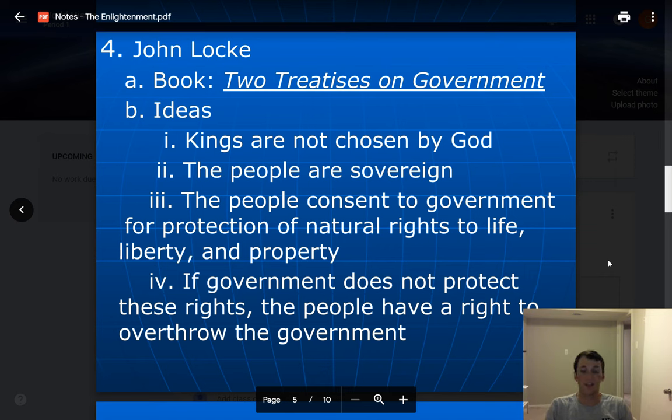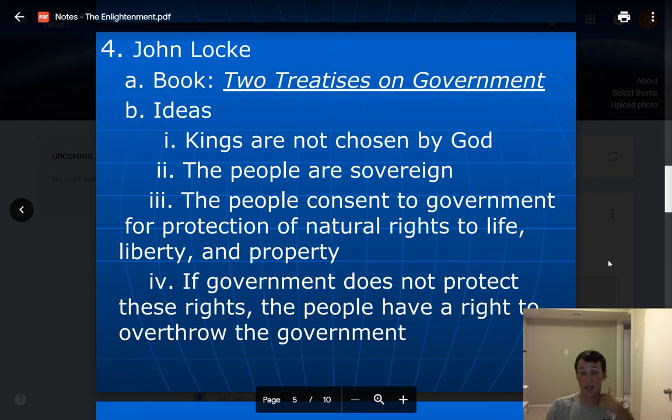And that is, I can't stress this enough, an incredibly radical idea for the time period. And it's really important that you familiarize yourself with these concepts, because you're going to be seeing them again next year in U.S. history.